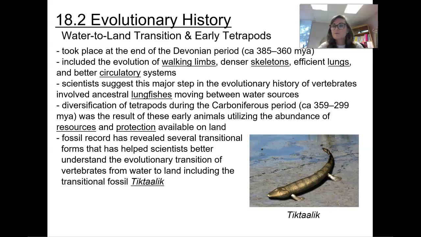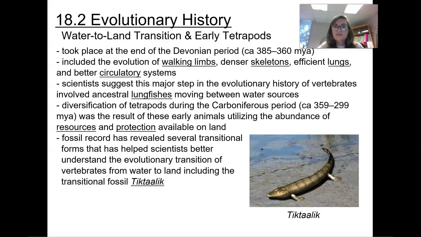Also, they have been used to being able to breathe in water. Now they need to have efficient lungs. They have to be able to breathe this atmospheric oxygen. And with that, they're going to need a better circulatory system because beforehand, remember, they were using osmotic pressure and hydrostatic pressure, and so they were using water as it flows through them as they were swimming. So scientists are going to suggest this major step in evolutionary history of vertebrates is going to involve ancestral lungfish moving between water sources and on land.